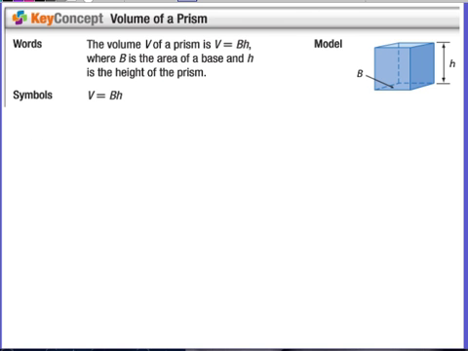So the volume of a prism, of course, V. The formula is just the area of the base times the height. And this is a general formula that works for any shape prism, whether it's triangular prism or rectangular, or even if we get into pentagons and octagons and stuff like that. If you just find the area of that base and then multiply times the height, that gives you the volume. So we'll do a couple of examples.